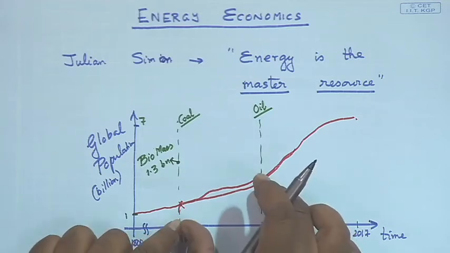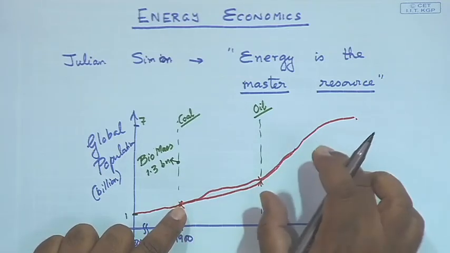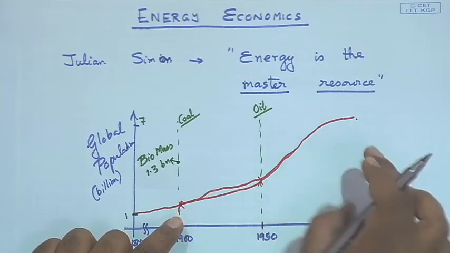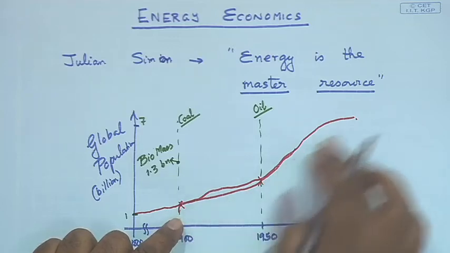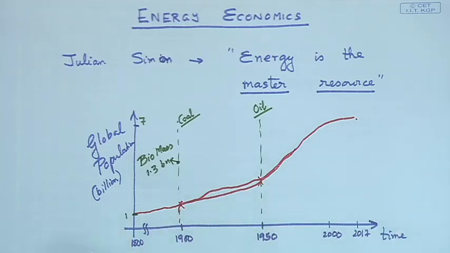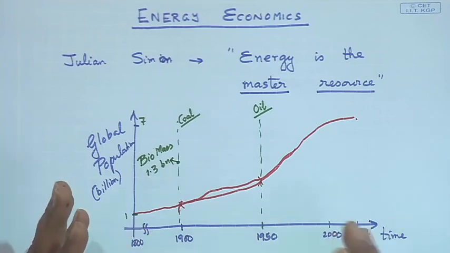So, as you can see, with the availability of coal and later oil, the population really surged. So, this further underlines what I just said, that the growth of a nation, and this is being denoted in terms of population, depends on the availability of adequate amounts of affordable energy, right.